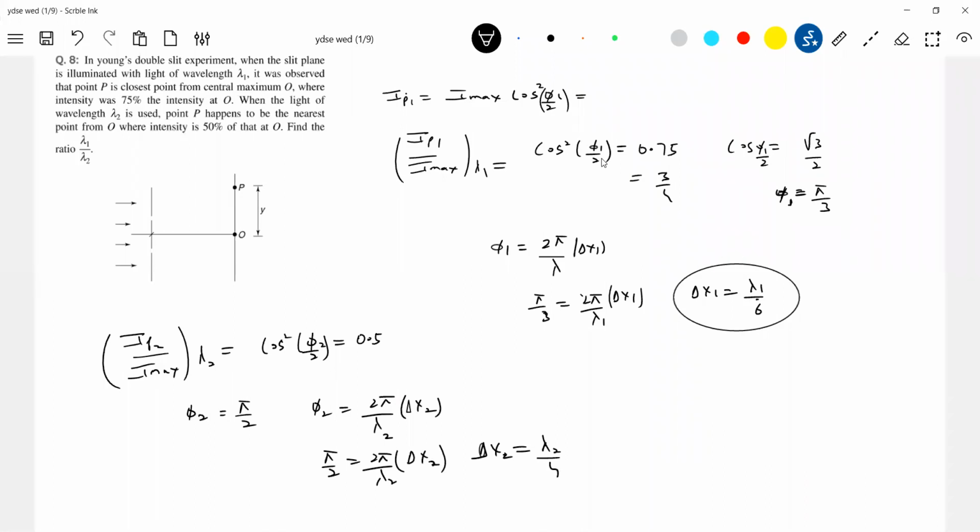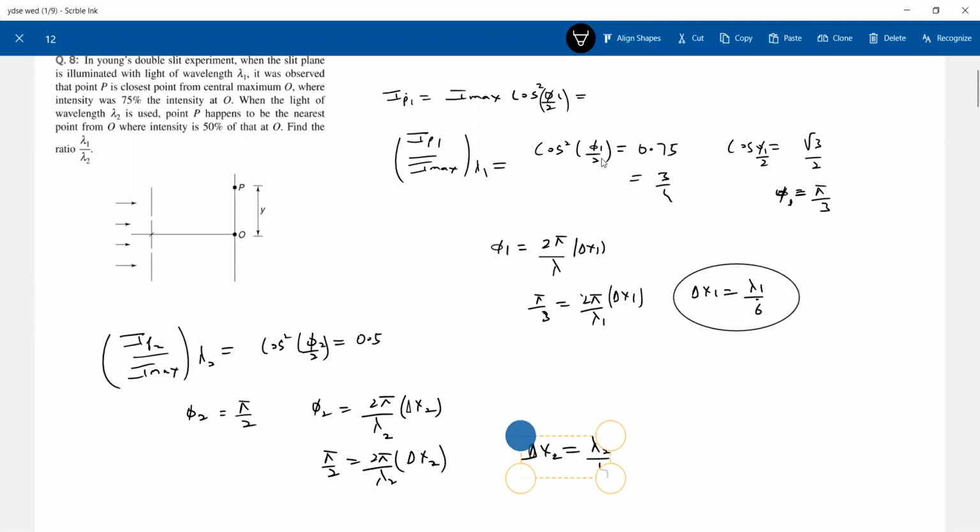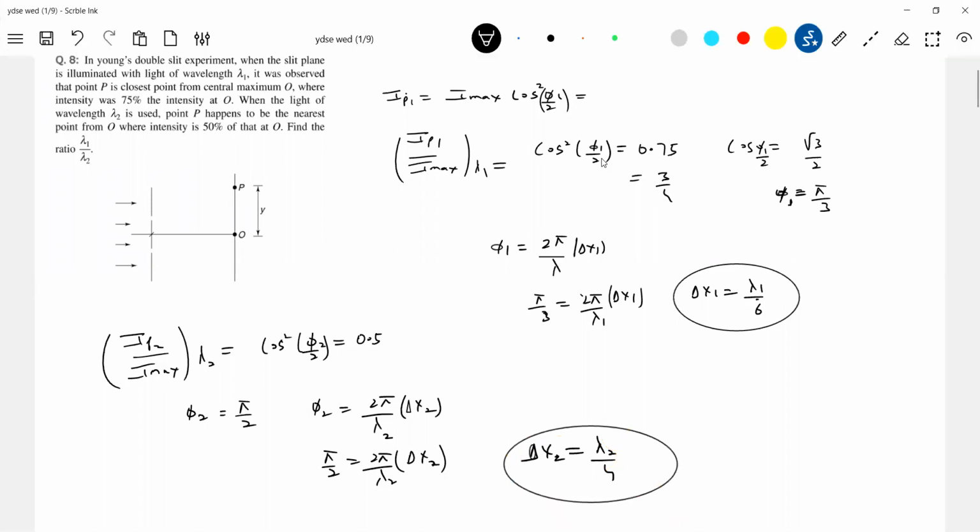What was the question asked here? Find the ratio of lambda 1 by lambda 2. How to bring the ratio? What is the use of this? What shall I do with this? Some quantity we have brought. So what will be the path difference of the rays? If you look at these rays, what will be the geometry? Will the position of point P change? No, the point P will be there only.